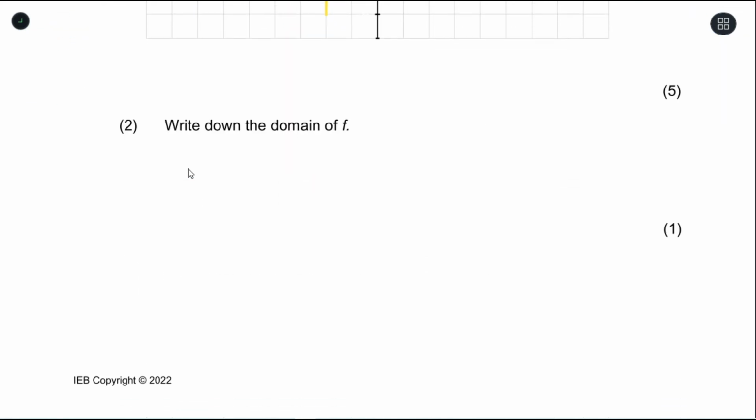Okay. Now, question 2 asks us for our domain. Now, the domain of every hyperbola graph is always x is an element of real numbers, but it's not equals to the asymptote. Now, since the asymptote is -2, it is not equal to -2. So this will be your answer.